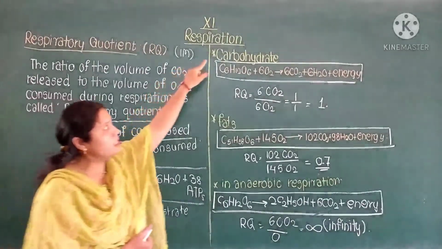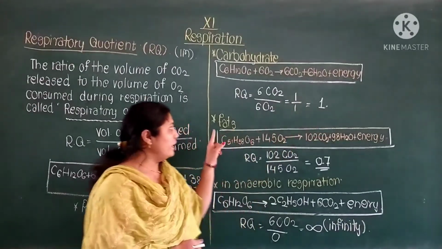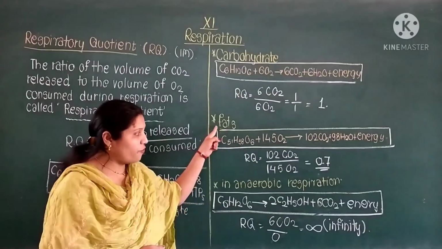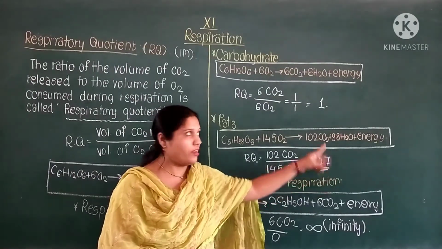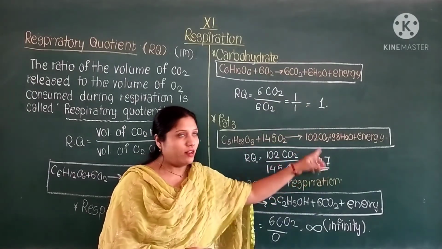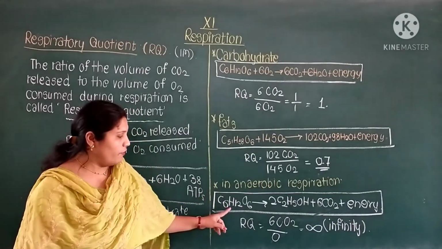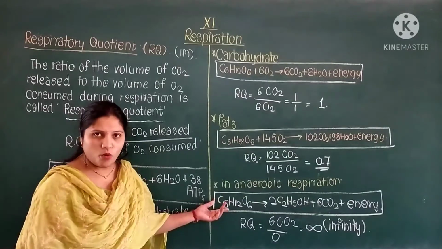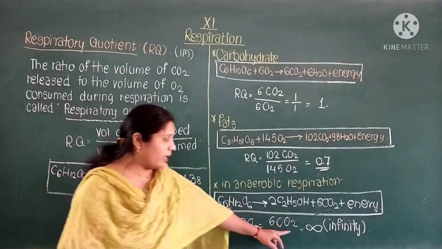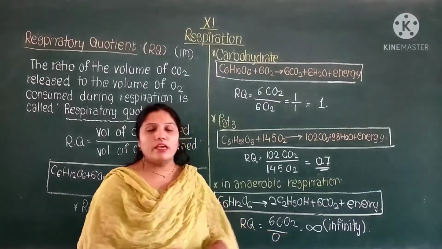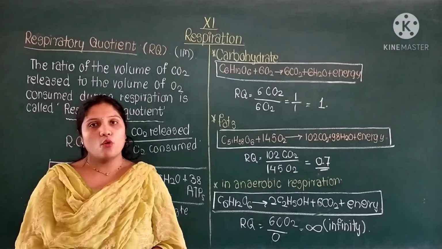Whenever the respiratory substrate is a carbohydrate, the RQ is 1. Whenever the respiratory substrate is fat, the respiratory quotient is 0.7, that means less than 1. Then in anaerobic respiration, the respiratory substrate is carbohydrate only, but whenever there is absence of oxygen, the RQ will be infinite. So this is about the respiratory quotient.